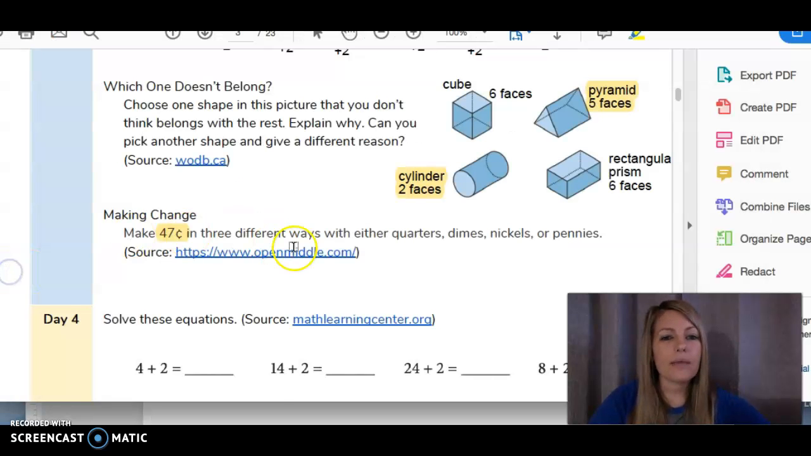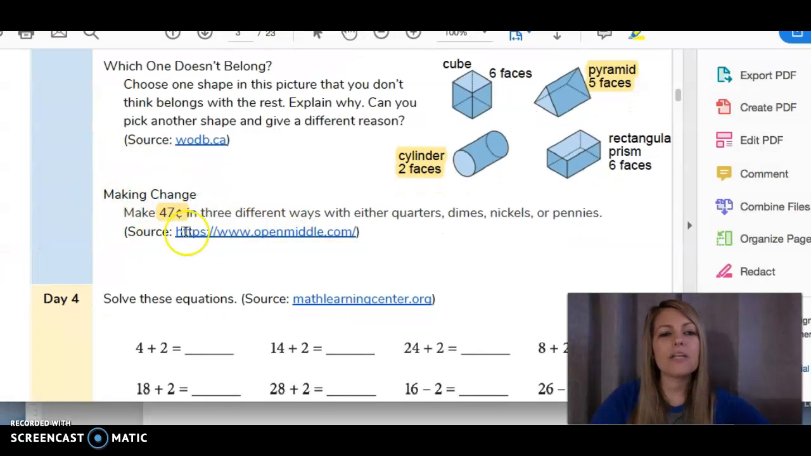So on your paper, where it says making change, draw or write what you would use to get to 47 cents.